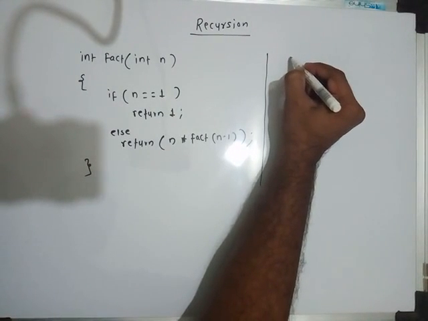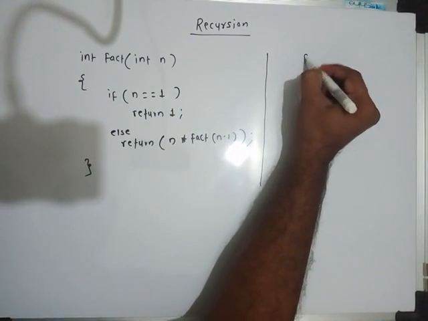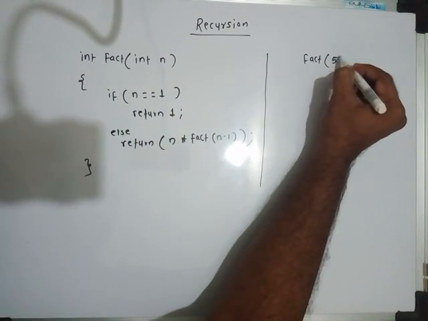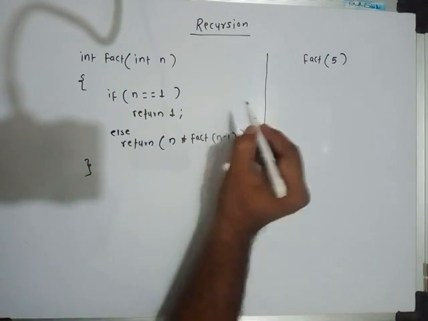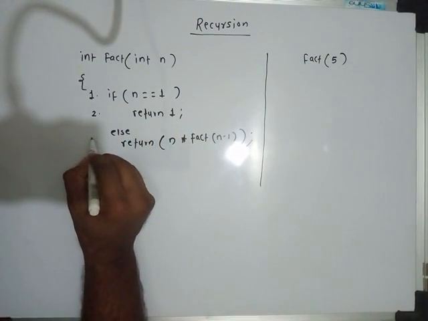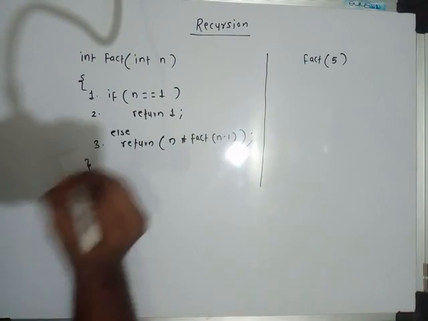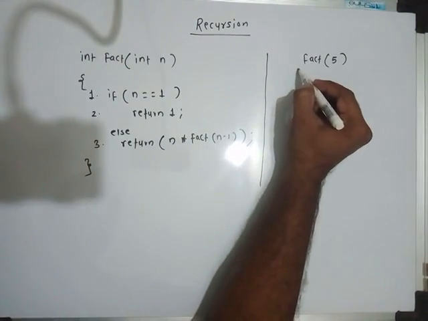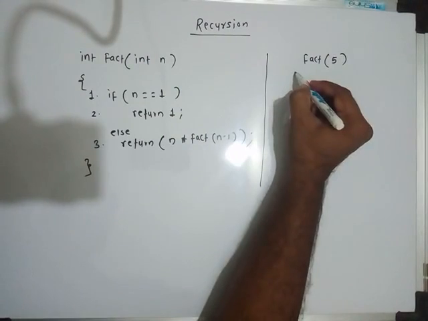Let's say this is the call to this function, fact of 5. So let's number the statements here. This is statement number 1, statement number 2, and this is 3, right? So when we have this call fact of 5, this function starts executing.